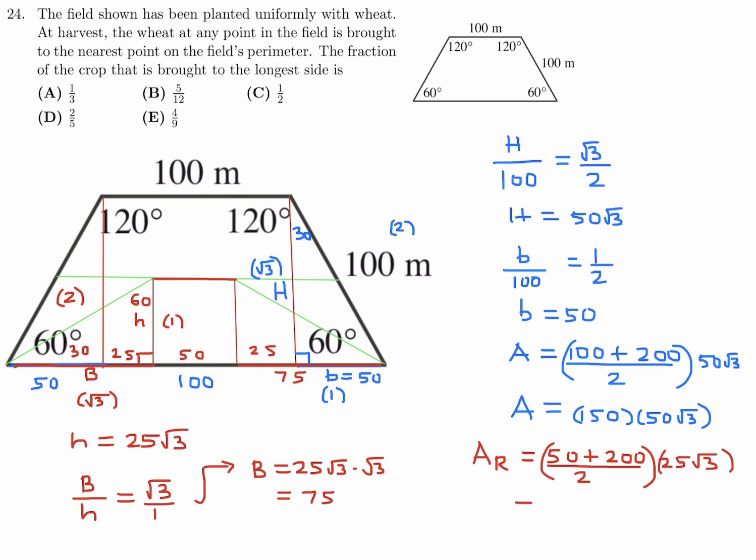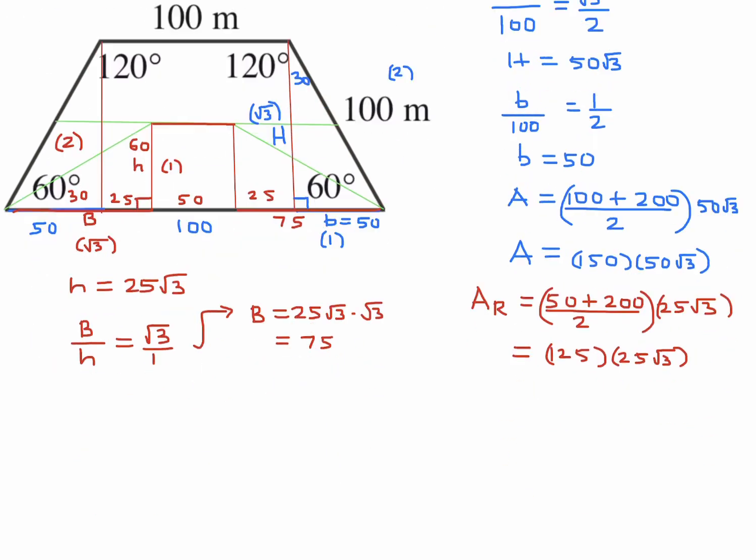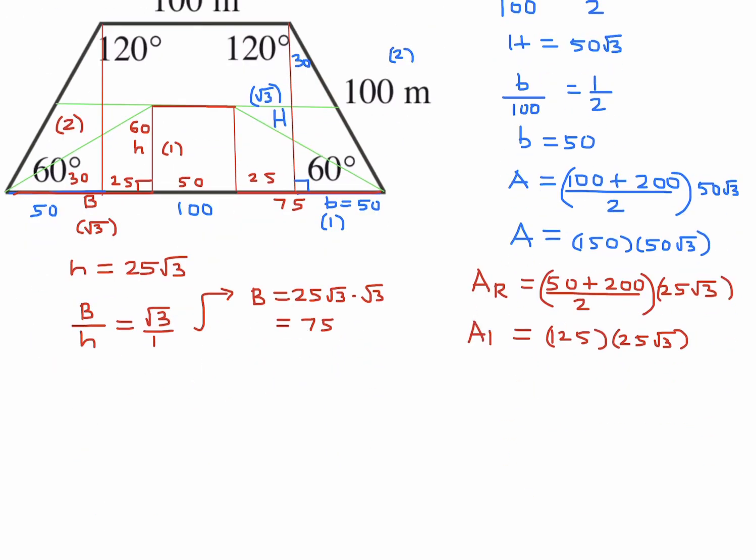And that's it. So this is going to be 125 times 25 root 3. And then now we just have to figure out the fraction. So that fraction is basically going to be this AR over this A. So AR over A is our fraction.